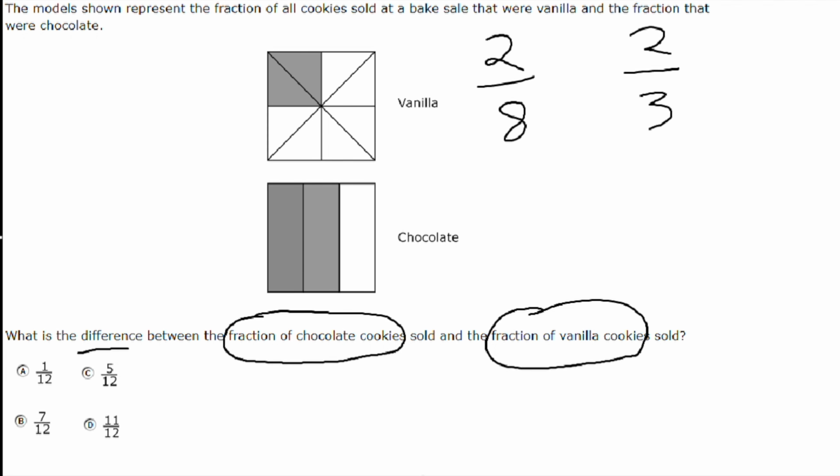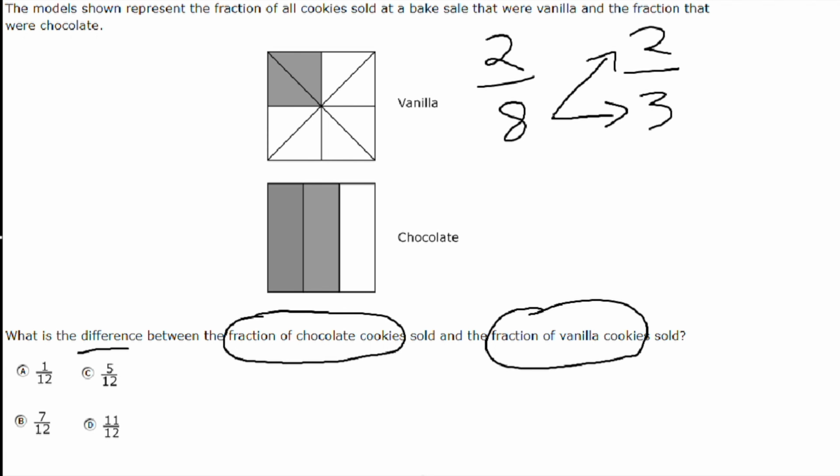Now we want them to have the same denominator. So how do we do that? Well, we're gonna do this method. Basically, we're gonna multiply going across and going diagonal. All right, so we're gonna do that, and then we're gonna flip it.